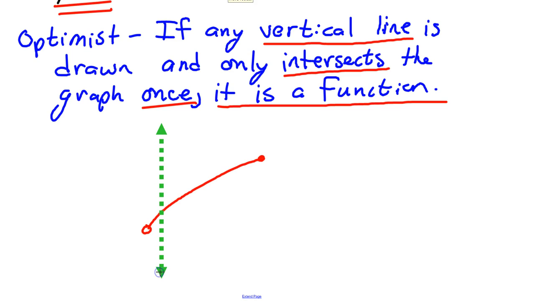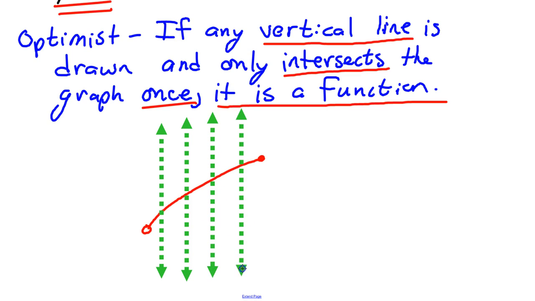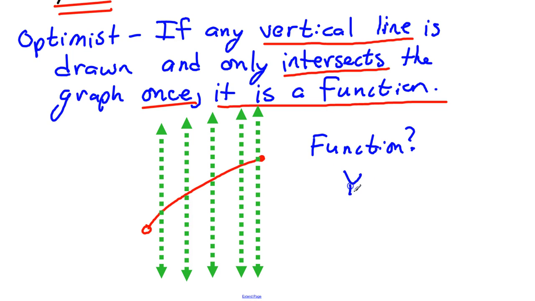Here you go. Draw a vertical line there. Hits it one time. There's one, there's one. No matter how many times you draw it for that particular graph, you're only going to hit the graph one time. So if they ask you, is this thing a function or not? Yep, it is. That's all you have to do.